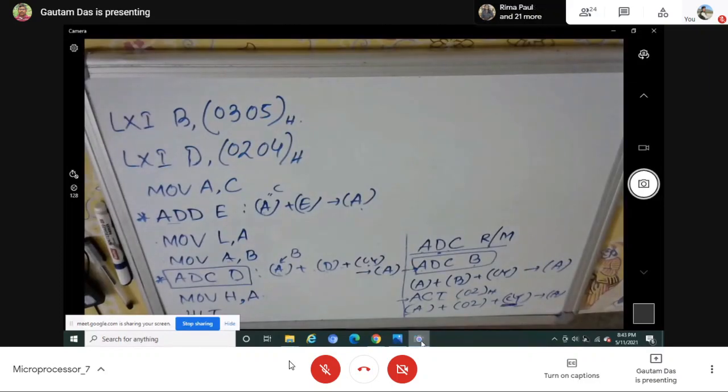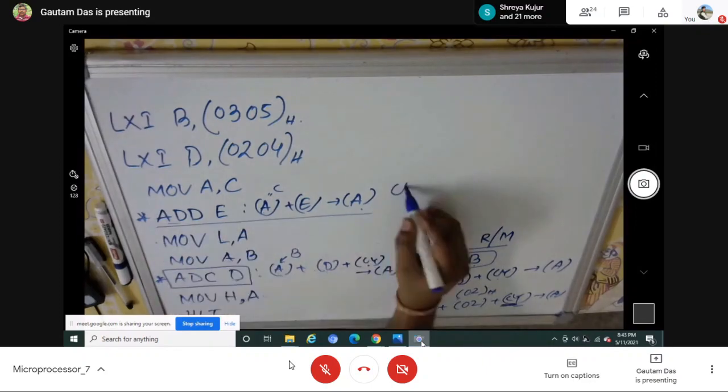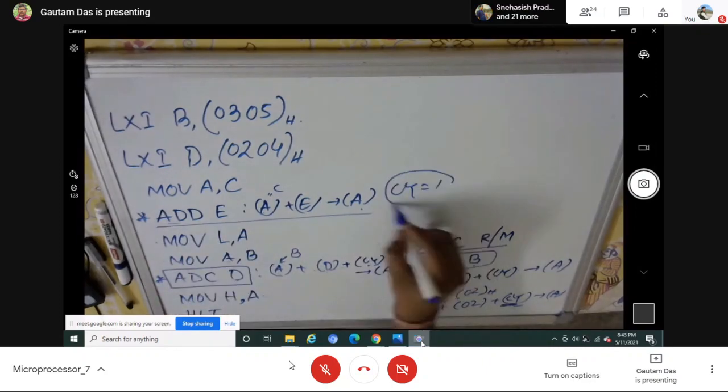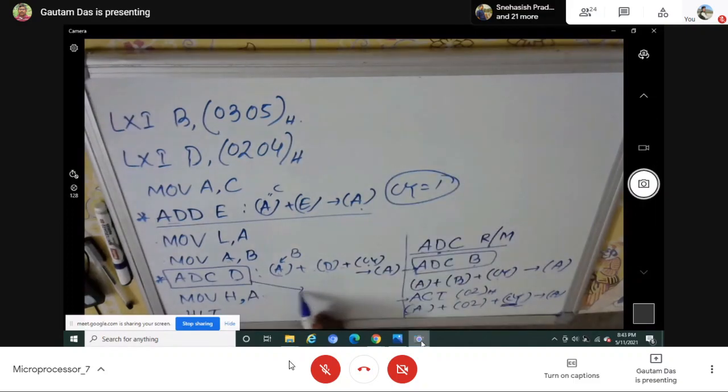What information? After every arithmetic and logical operation, the carry flag information will be changed depending on the result. Suppose for ADD E, after performing this, your carry flag was 1. Suppose after performing ADC, the carry flag is 0. So this 1 will be deleted and a new thing 0 will be stored. After every arithmetic logical operation, the carry flag will change depending on the result produced by this instruction.